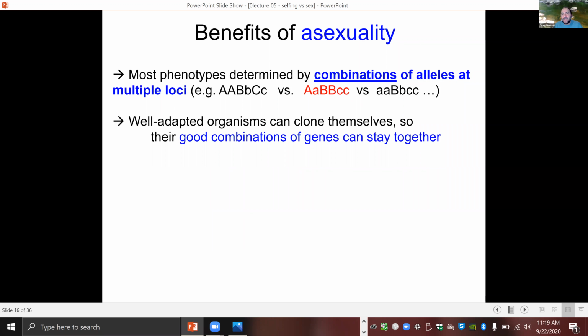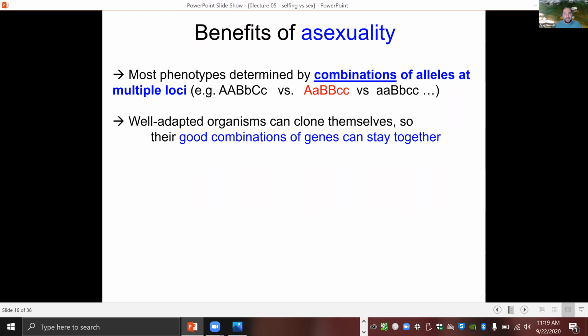Okay, so what are the benefits of asexuality? So not shuffling your alleles. Most phenotypes are determined by combinations of alleles at multiple loci. So thus far in this course, we've talked mostly about a single locus with 2 alleles determining some phenotypic trait. That's the simplest case scenario, and we always use it in population genetics and evolutionary biology to illustrate the basics of, say, Hardy-Weinberg, et cetera. But if we really want to think about phenotype, we have to think about the whole genome and all of the genes involved in the expression of certain phenotypes.